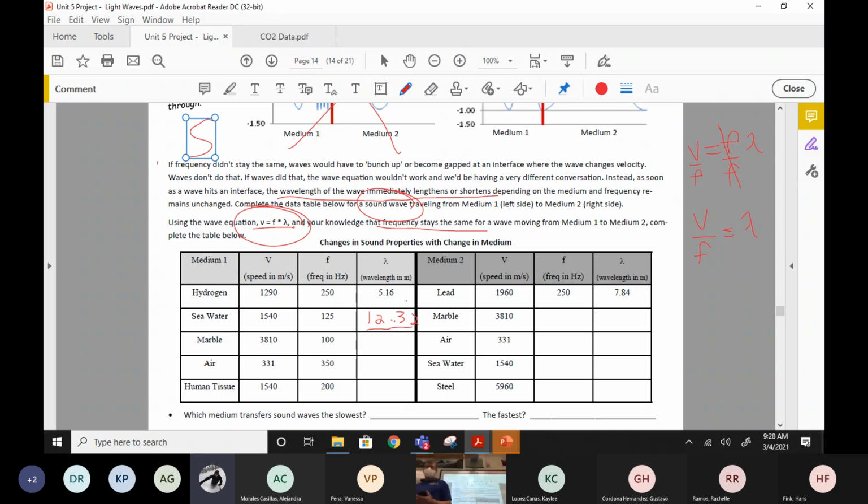Now I have a double decimal point, just what I need. There we go, better.